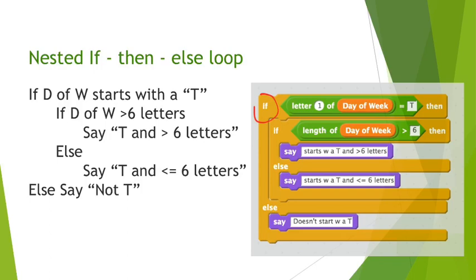Then, okay, now we're only going to enter inside this part of the loop if it turns out that letter 1 of day of the week is true. So that would be Tuesday or Thursday. Then we're going to come inside this loop. Then it says if length of the day of week is greater than 6, so that would be true with Tuesday and Thursday, then you're going to say starts with a T and is greater than 6 letters. Else it's going to say starts with a T and is less than 6 letters.